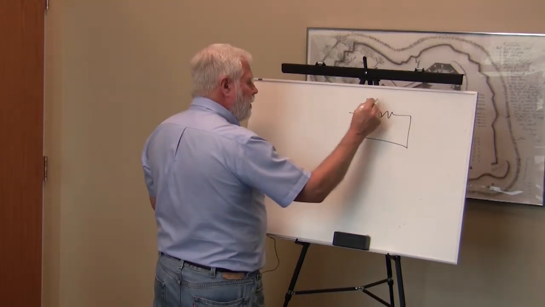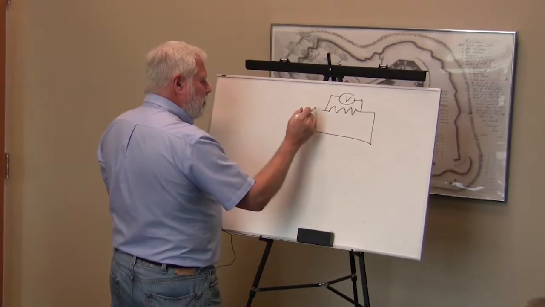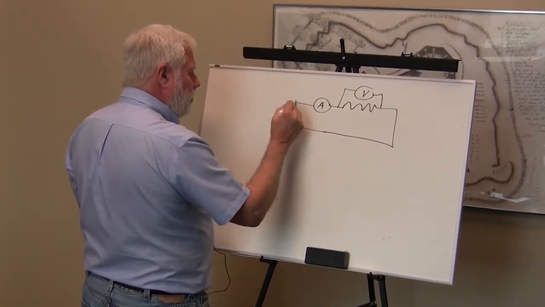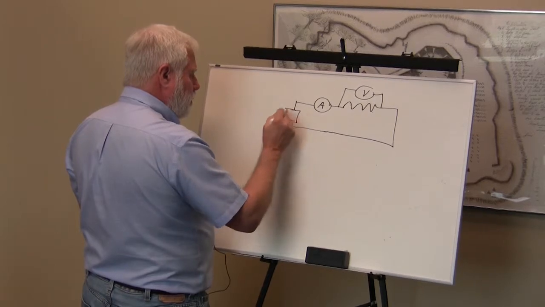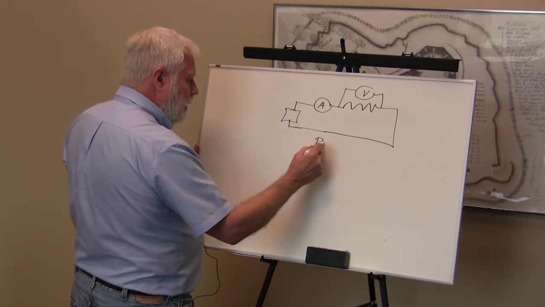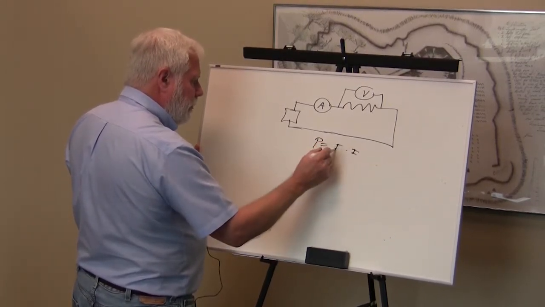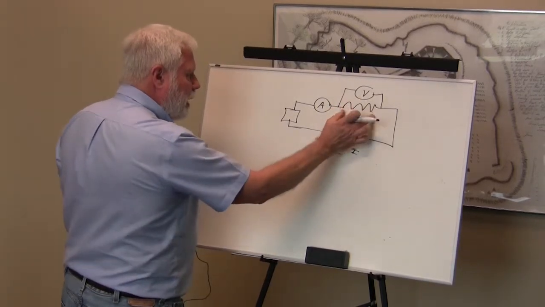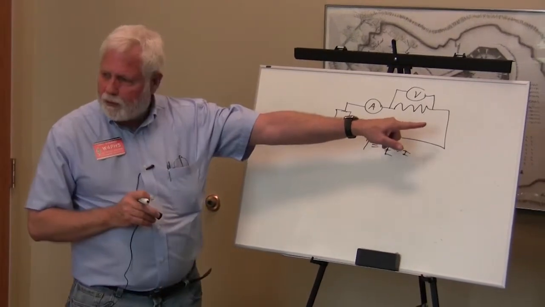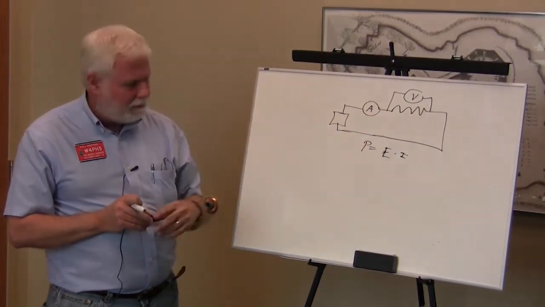We may have a voltmeter here measuring the voltage across this resistor, and I'm going to put an ammeter here measuring the current through the resistor. I have some sort of power supply over here. The formula for power is equal to E times I, where E is the voltage drop across the resistor and I is the current flowing through the resistor. That's one of our basic formulas, kind of like Ohm's law.